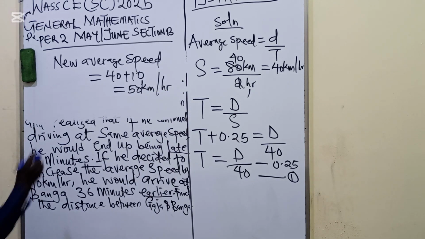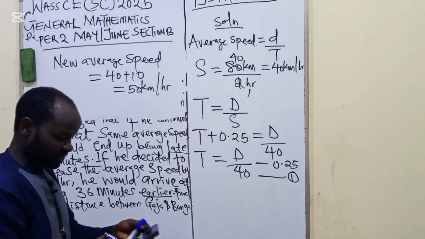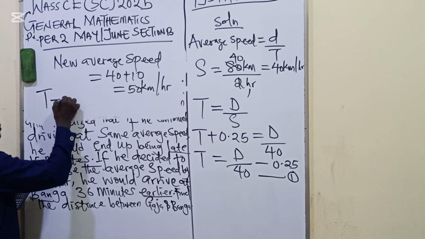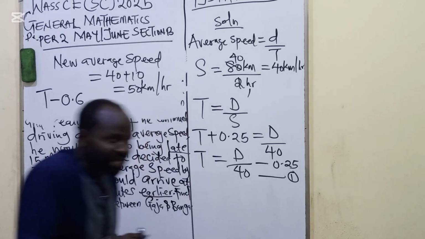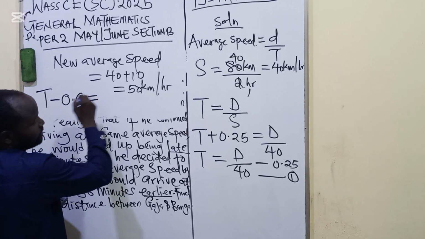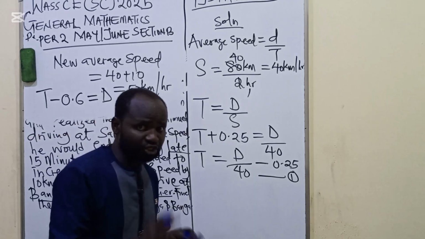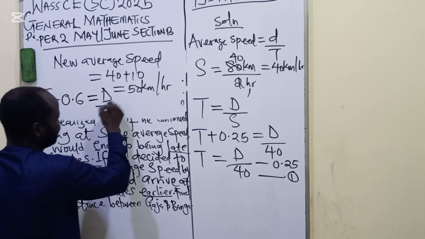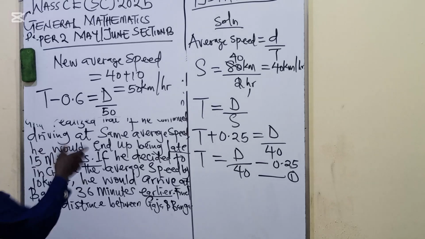Will reduce. Very important. So t now, this 36 minutes converted to hours, divided by 60, that will be 36 divided by 60. That will be 0.6. It will be minus 0.6. The reason why we are subtracting is if he increases the speed, the time will be less, meaning the time will reduce. So this will now be the distance d. You know, distance is fixed. Distance will not change, it's fixed, but the time and speed can change. Divided by the new average speed now, which is 50. Very important.